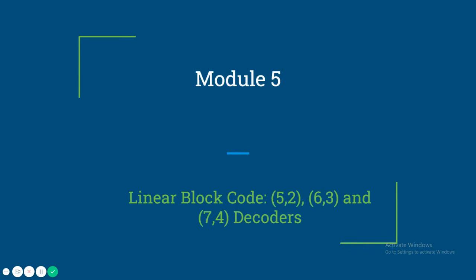Module 5 includes 3 different linear block code decoding techniques: 5,2 linear block code, 6,3 linear block code, and 7,4 linear block code. For all these 3 linear block codes, we will study how to detect error, how to correct error, how to decode the data bits, and how to implement the decoder system.